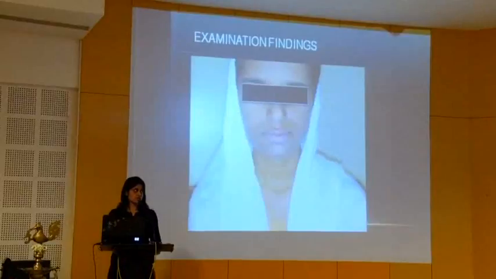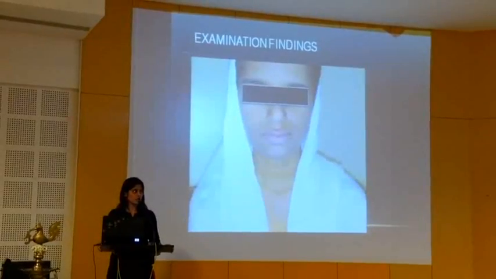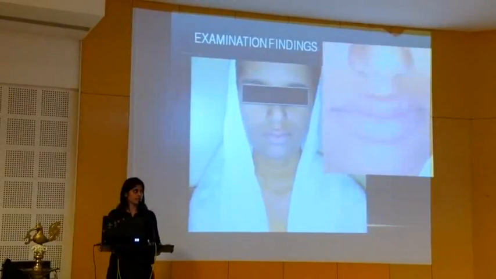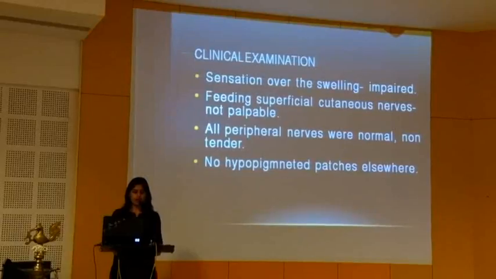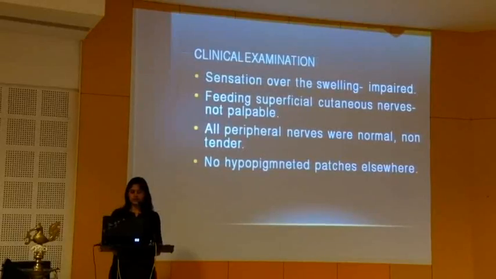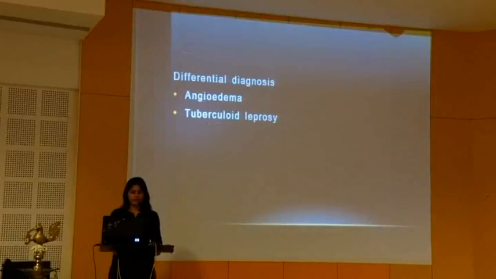Here we can see a diffuse swelling of both the upper and lower lips. On clinical examination, sensation over the lips and the swelling area was impaired. Feeding superficial cutaneous nerves were not palpable. All peripheral nerves were normal and non-tender. No hypopigmented patches were seen elsewhere.